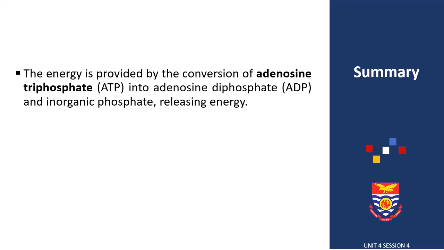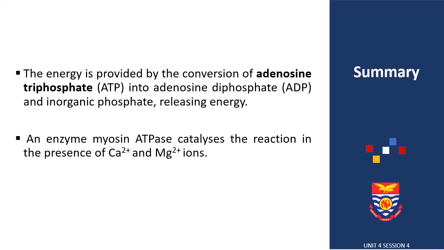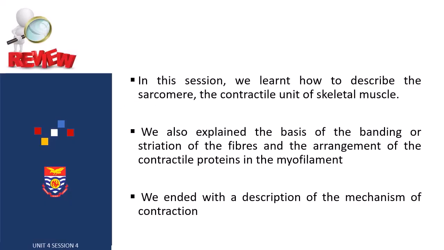The energy in muscle contraction is provided by ATP, that is adenosine triphosphate, and it results in the conversion of ATP into adenosine diphosphate, that is ADP, and inorganic phosphate. This results in the release of energy. And the enzyme that catalyzes this particular conversion is myosin ATPase. And the reaction occurs in the presence of cofactors such as calcium and magnesium ions.